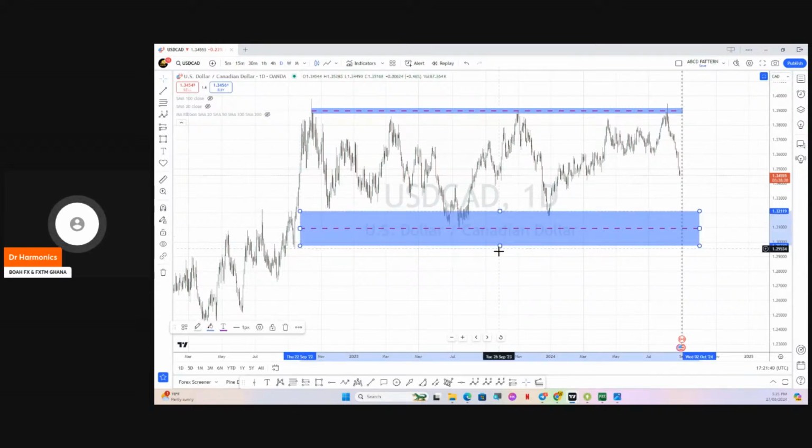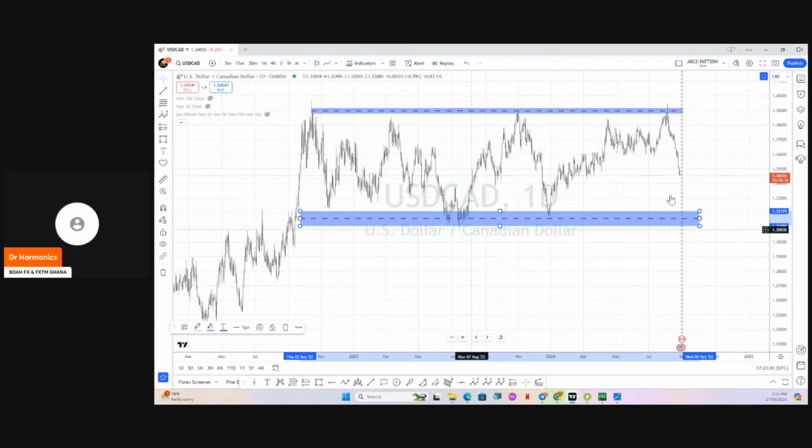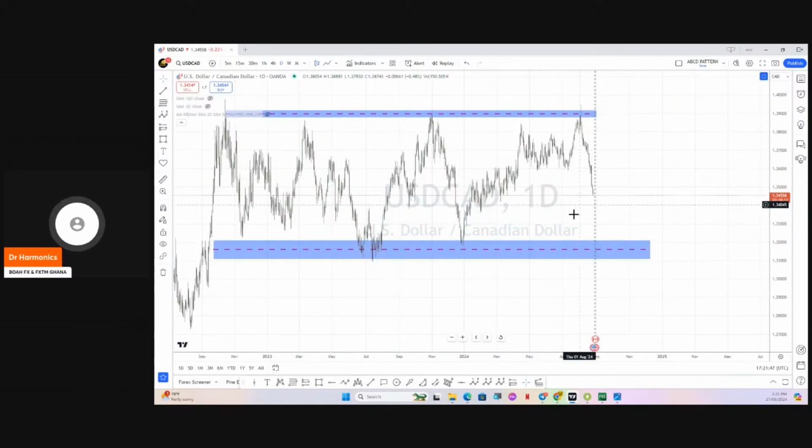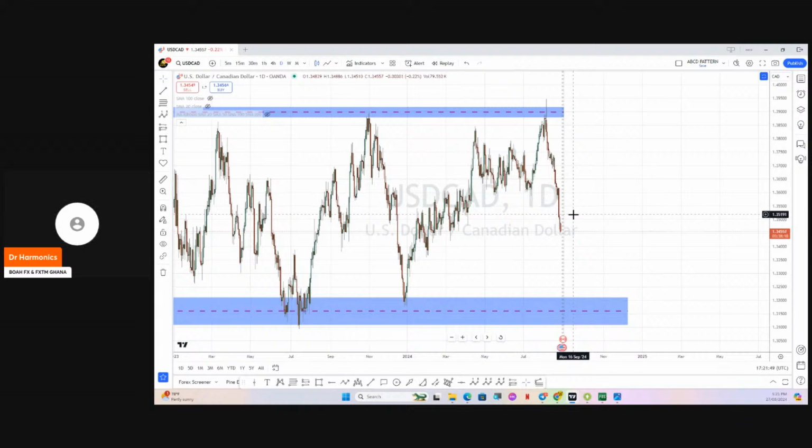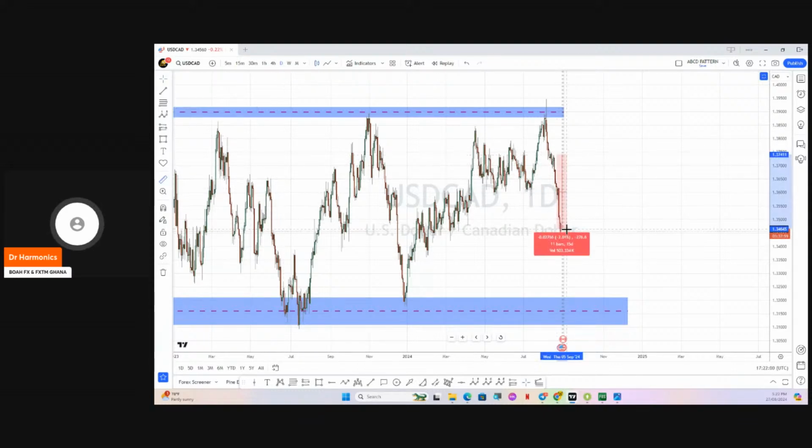Or you can just take it this way. Any of them is still okay. Now it means that I had a trade around here and I left early. That would be massive. That would have been 290 pips.